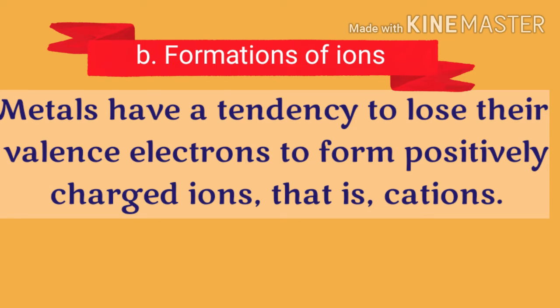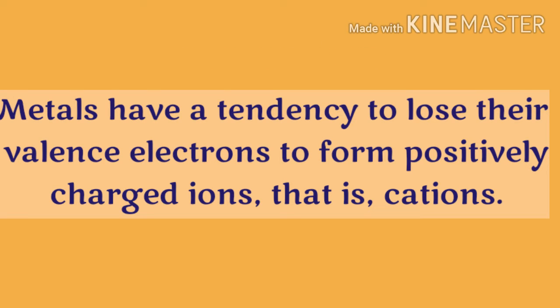So, the formation of ions. Metals have a tendency to lose their valence electrons to form positively charged ions, that is cations. See here in the table, to complete their octet, metals have to lose the electrons. So, we will see one by one example.